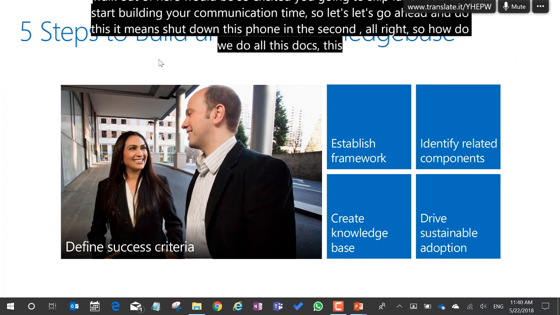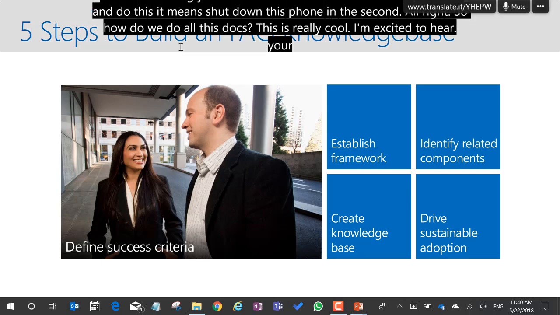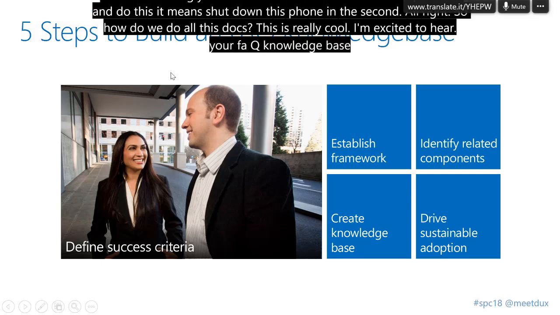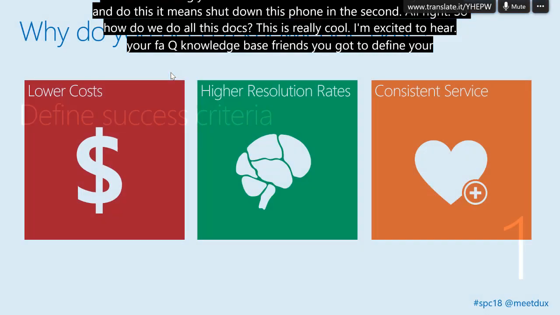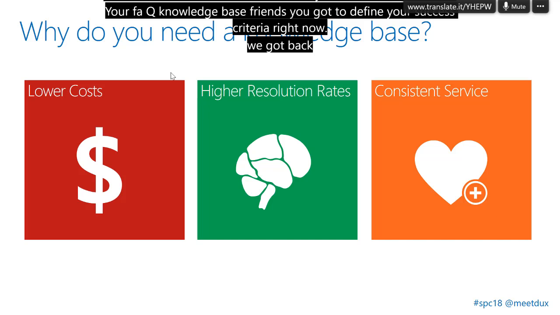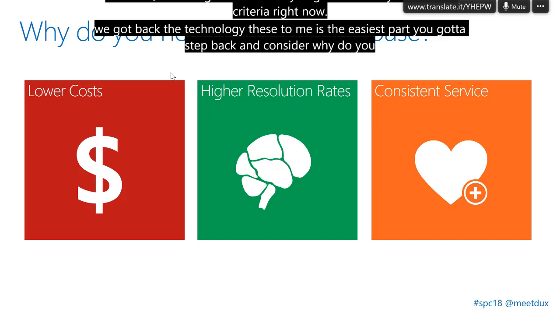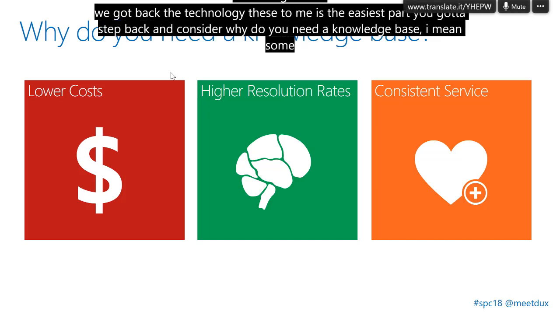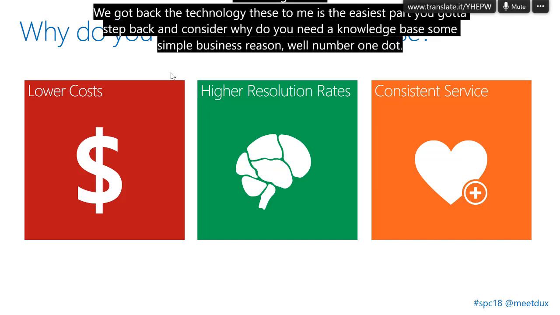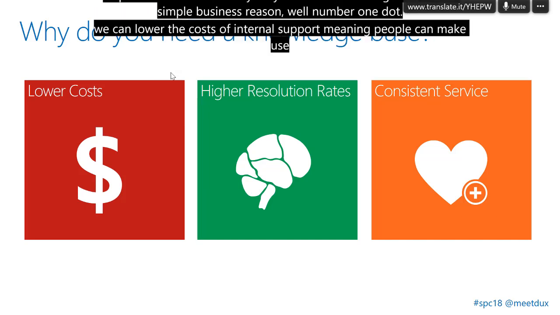So here are the 5 steps we're going to walk through. First and foremost, step 1. To build your FAQ knowledge base, friends, you've got to define your success criteria, right? Now, we have to step back. The technology piece to me is the easiest part. You have to step back and consider, why do you need a knowledge base? I mean, some simple business reasons. Well, number 1, docs, we can lower the cost of internal support, meaning people can make use of their time wisely, they can go to one place and look at updated information.